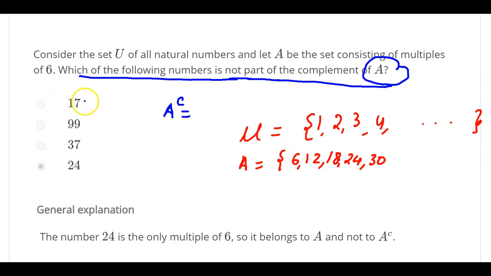If I look at 17, 17 is not a multiple of 6, so yes, that belongs to A complement. 99 is not a multiple of 6, so that belongs to A complement. 37 is not a multiple of 6, so that belongs to A complement. But wait a minute, 24 is a multiple of 6, so that does not belong to A complement. It belongs to A. So that's going to be your answer. Let's look at another example.